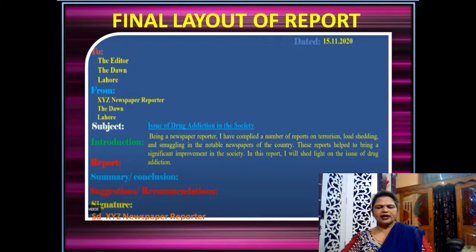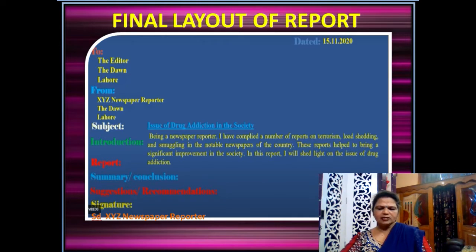Now, what is the final? As I told you, what is the structure of the report? The same I am telling you in the final layout. Means first you have written the date, then from, means this is for the editor of the newspaper Dawn, then from, who's writing this report, then the subject, then introduction is given.